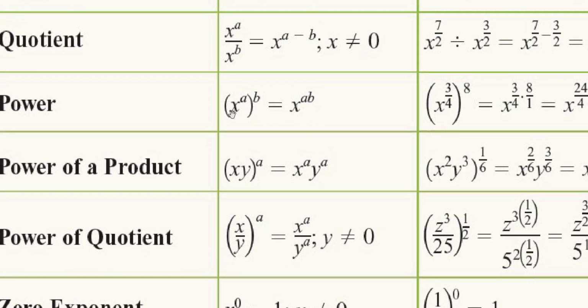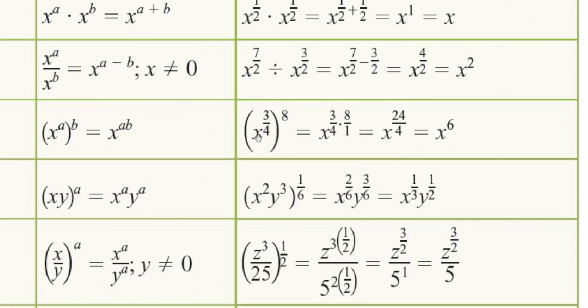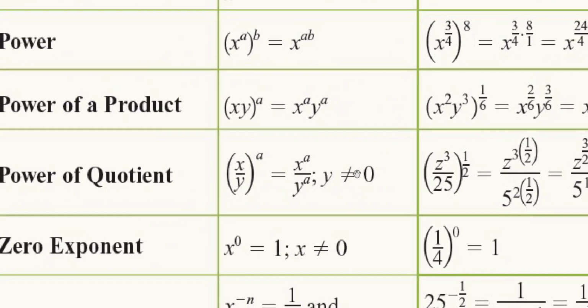Here's what we just finished talking about. X to the a to the b. What do we do with the exponents? When you have an exponent taken to another power, you multiply them together. So look at this. X to the 3/4 to the 8th. What do we do with 3/4 and 8? You multiply them together. 24 over 4 is 6. X to the 6. Everybody good? It's just a quick review.